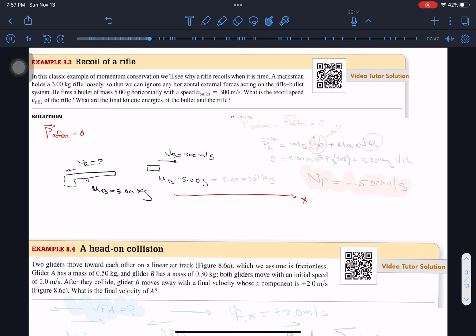So to make our units consistent, let's convert the 5 grams of the bullet to kilograms, which is 5.00 times 10 to the minus 3 kilograms. Okay. So because momentum should be conserved, the total momentum of the system before should be equal to the total momentum of the system after. So the total momentum after firing the rifle should be 0.